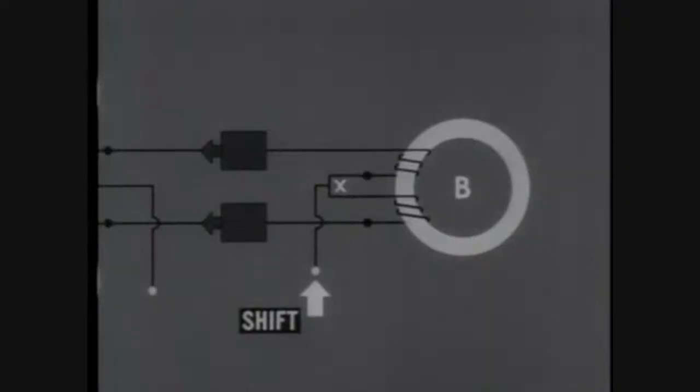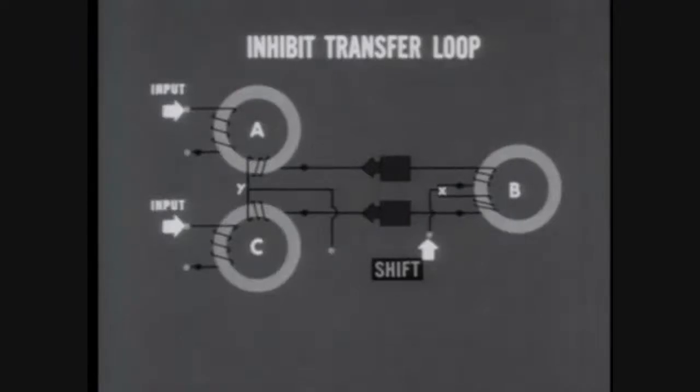It will occur when a shift pulse is applied to the split winding and divides unequally into a small upper branch and a large lower branch. This is very much like the split winding loop itself, but the inhibit loop has a different way of making the branches unequal, as we shall now demonstrate. All three cores are cleared to 0. A non-dot input is applied to core A, switching it to binary 1.